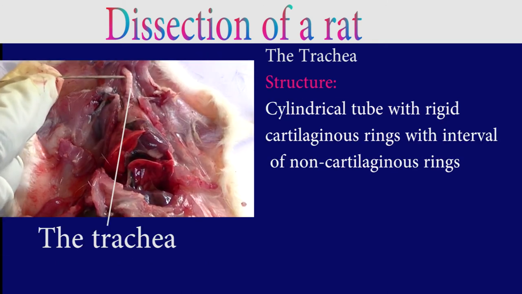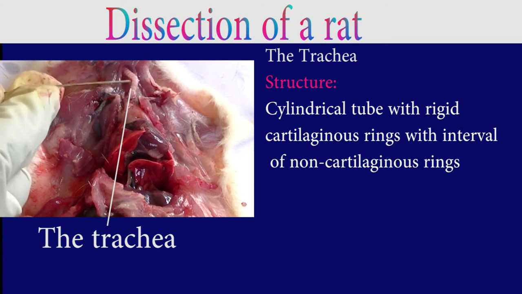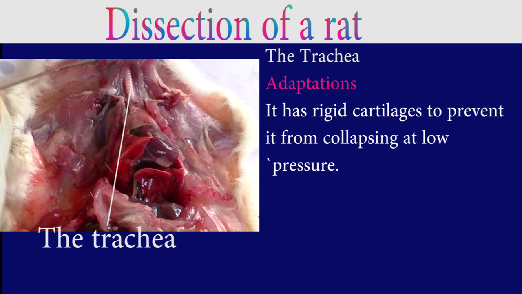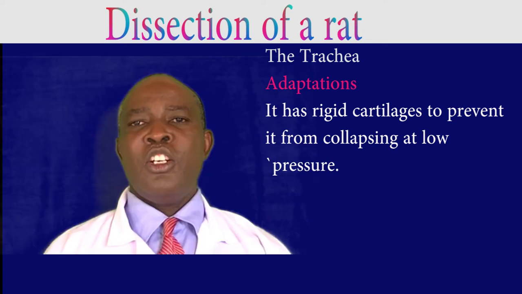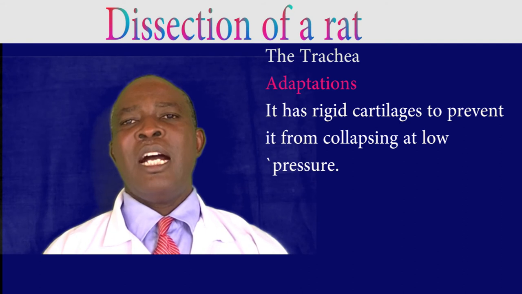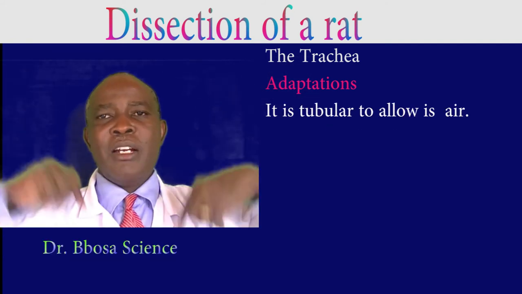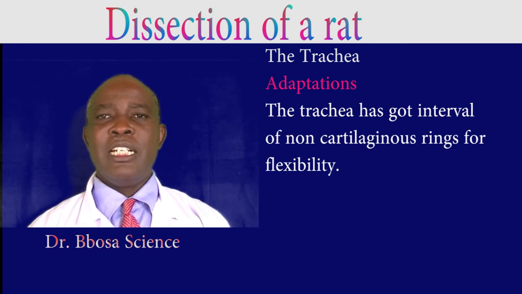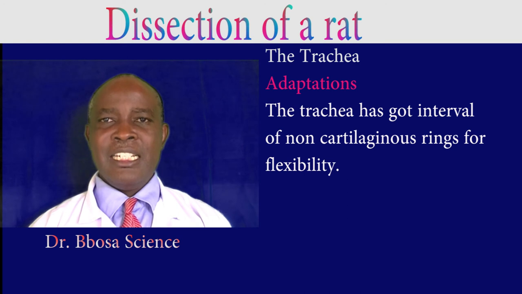The trachea is a cylindrical tube with rigid cartilaginous rings with intervals of non-cartilaginous rings. Adaptation of the trachea to its function. It has rigid cartilages to prevent it from collapsing at low pressure, and is tubular to allow in air. The trachea has got intervals of non-cartilaginous rings for flexibility.